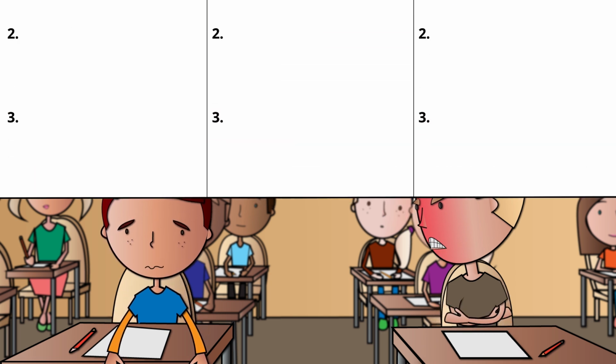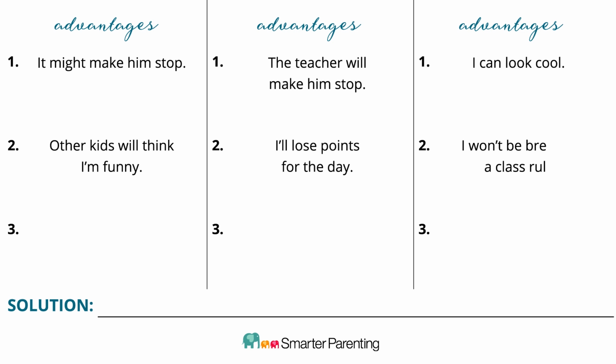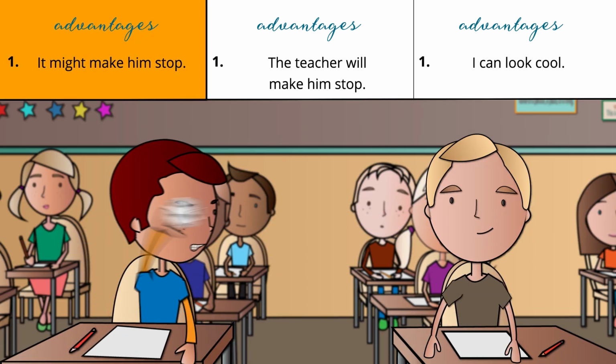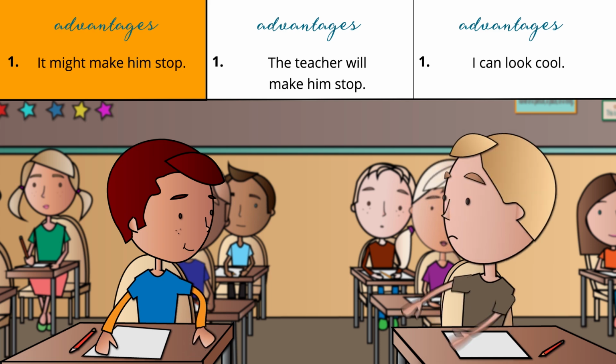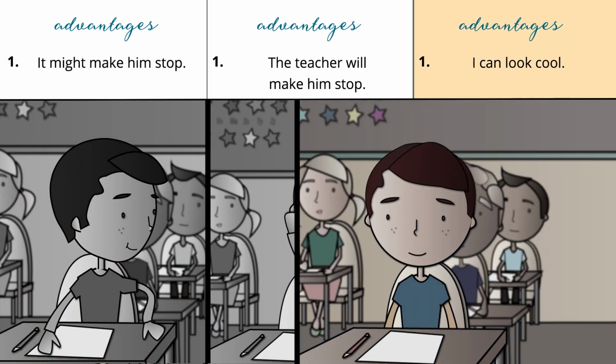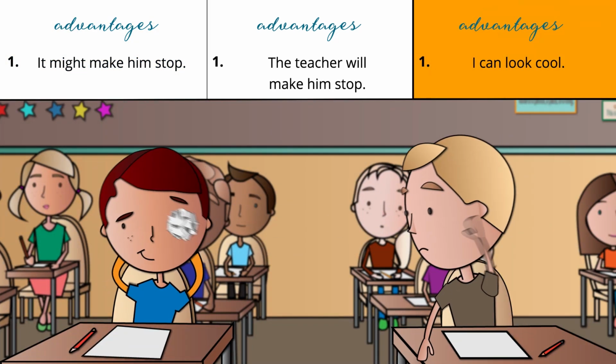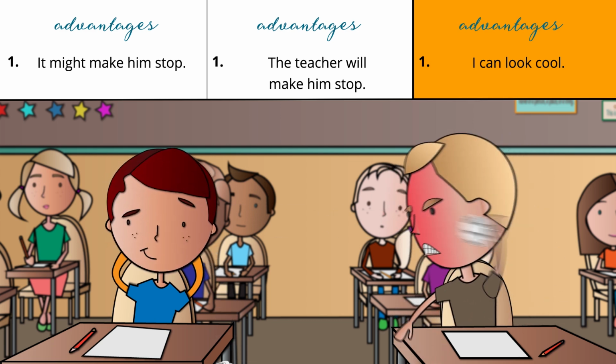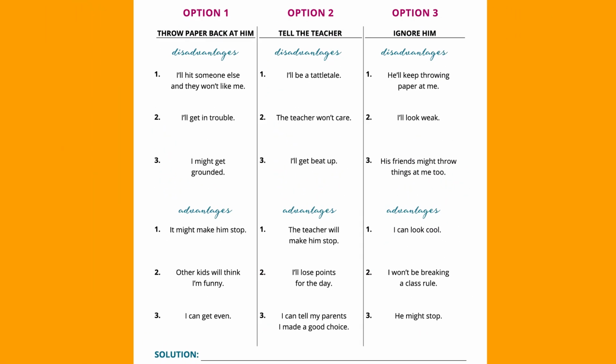Once you have finished that, have your child do the same thing, but focus this time on the advantages of each option. In this example, your child may think an advantage to option number 1 is, it'll make him stop. Or an advantage to option number 3 is, I'll look cool because I don't care. It's always helpful to list as many advantages as possible. Now it's time to look through the entire worksheet.